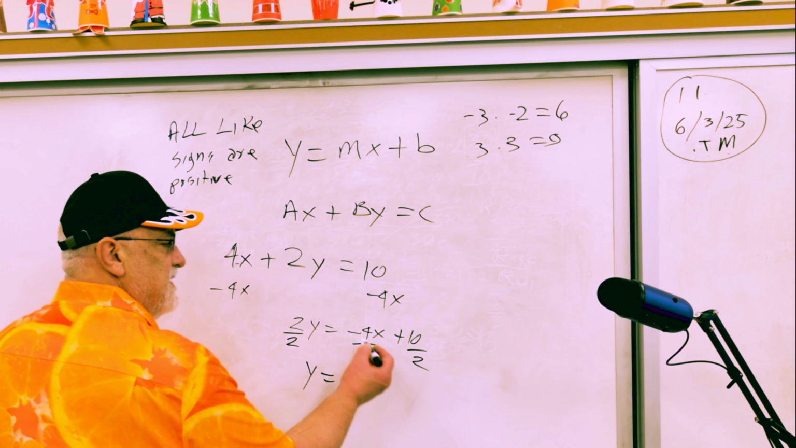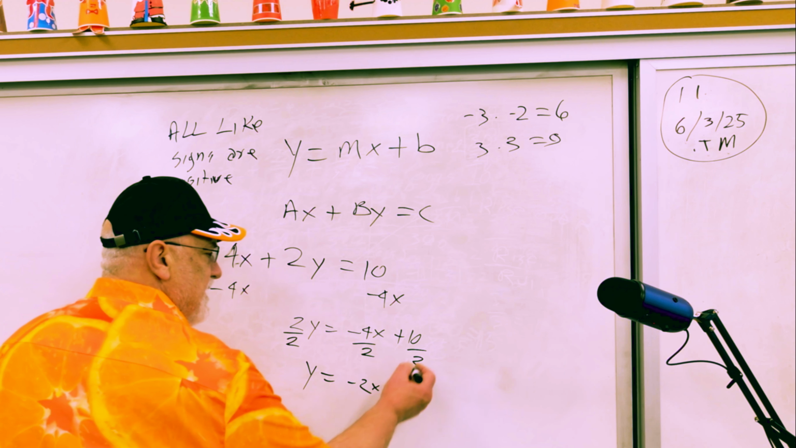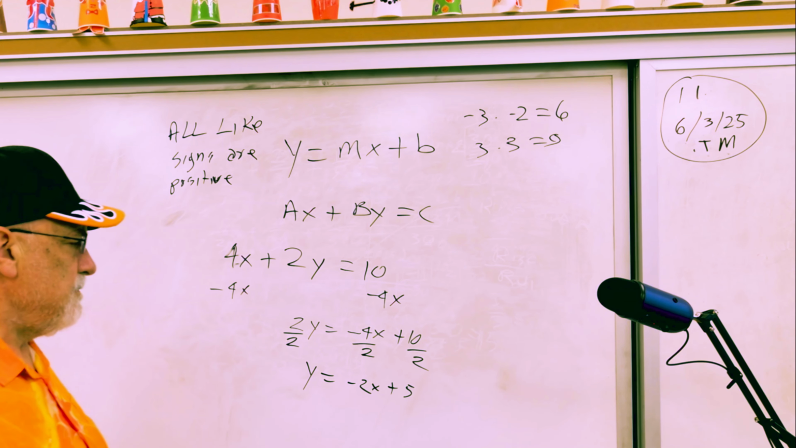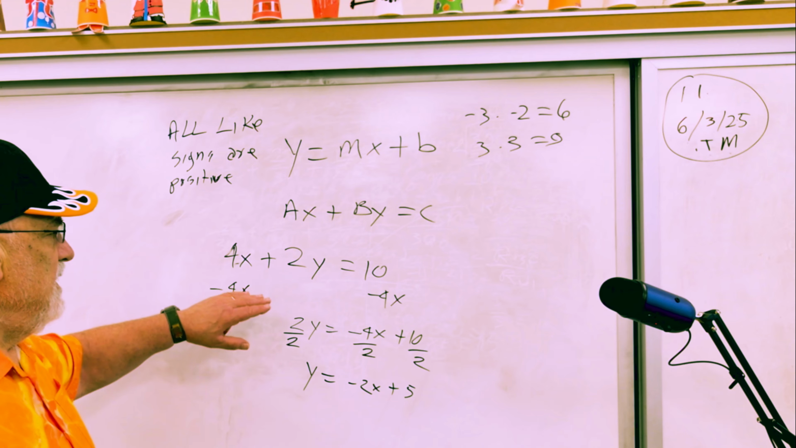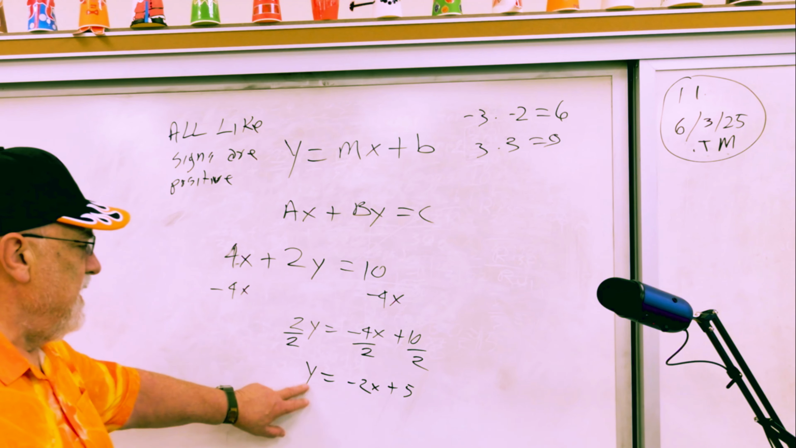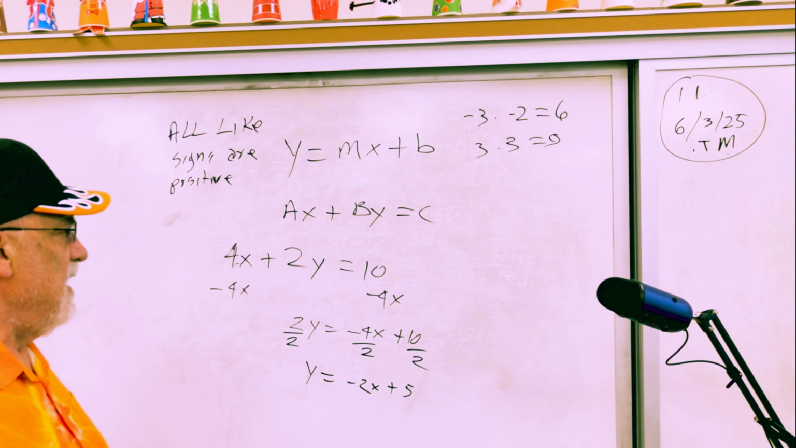These are unlike signs. A negative and a positive is going to be negative, so 4 divided by 2 is going to be -2x. And then 10 divided by 2 is 5, because 2 times 5 is 10. So we converted this equation to y equals mx plus b. Now we could graph that if we want to. I don't really want to.